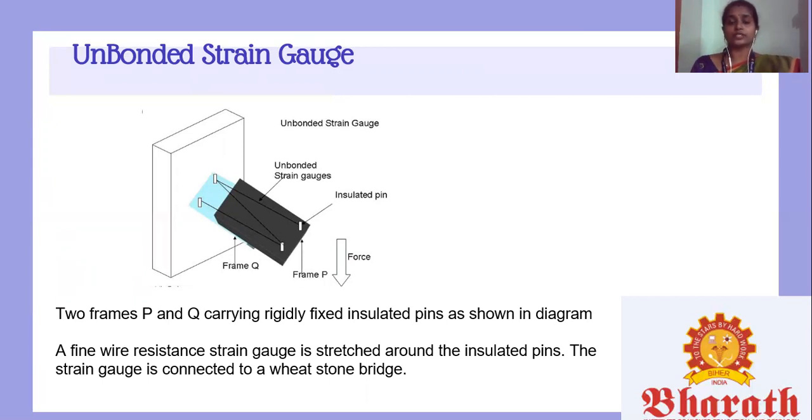Now, coming to the operation of this unbonded strain gauge, when a force is applied onto the structure which is under study, the frame P moves relative to the frame Q, and due to this, the strain gauge changes its length and cross section. That is, the strain gauge is strained. This strain changes the resistance of the strain gauge, and the change in resistance is measured using a Wheatstone bridge. The change in resistance, when calibrated, becomes a measure of the applied force and the change in dimension of the structure under study.